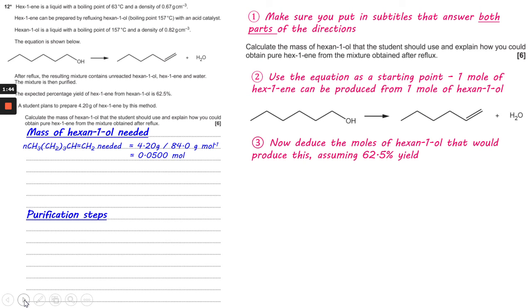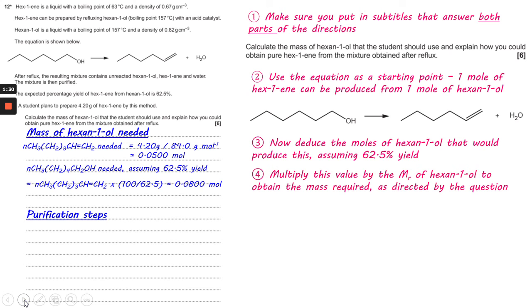Now to deduce the moles of hexan-1-ol that would produce this, assuming a 62.5% yield. So you take the 0.05 and you multiply it by 100 over 62.5, and that gives you 0.08. So now I need to multiply this value by the Mr of hexan-1-ol to obtain the mass required as directed by the question. So doing so gives us 8.16 grams.